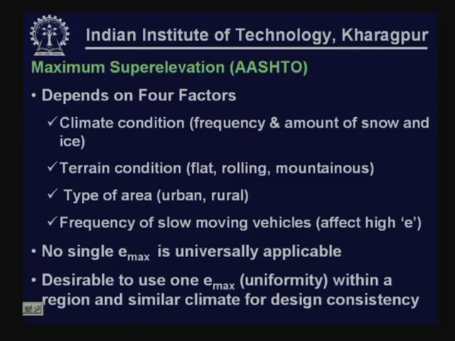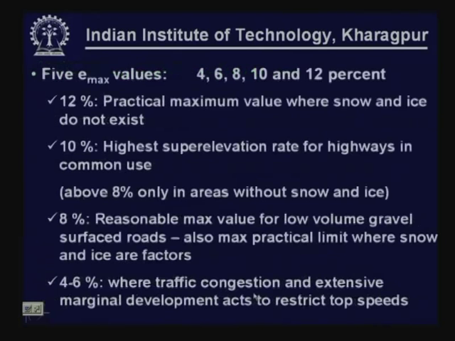So, therefore, it shows that no single E max is actually applicable. So, therefore, it is desirable to use different E max values, but considering the design consistency aspect, it is desirable to use one E max or the maximum permissible value at least within a region and similar climatic condition. So, therefore, 5 different E max values are suggested, 4 to 12%. 12% is the practical maximum value where snow and ice do not exist. 10% is the highest super elevation rate that is commonly used.